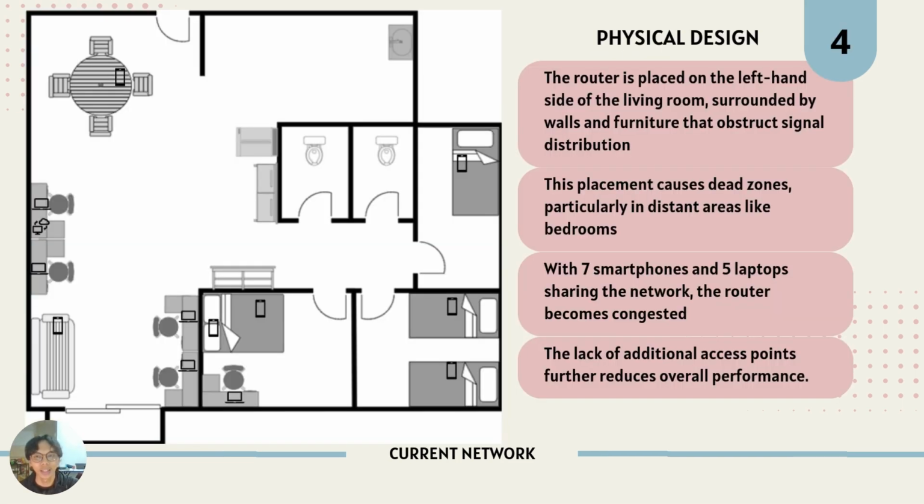So the next slide is our physical design or floor plan of the house. So the current router, as you can see here, is placed at the far left corner of the living room, surrounded by walls and furniture. This placement obstructs signal distribution, leading to dead zones in the bedrooms. With 7 smartphones and 5 laptops, the lack of additional access points further reduces performance, resulting in a congested and inefficient network.